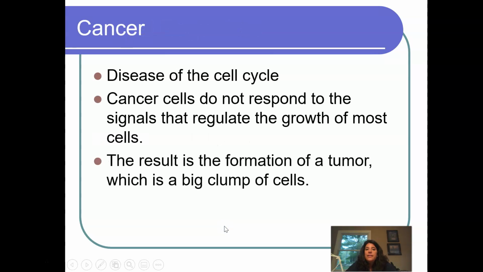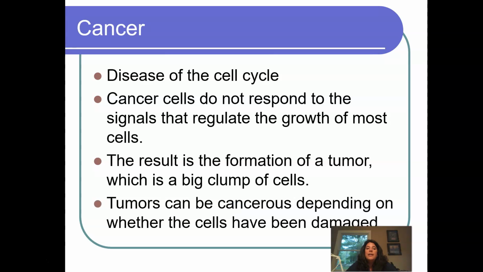Cancer is a disease of the cell cycle. Cancer cells do not respond to the signals that regulate the growth of most cells, and the result is the formation of a tumor, which is essentially a really big clump of cells. Tumors can be cancerous, or they can be not cancerous, and whether or not they are cancerous is basically determined by whether or not the cell's DNA has been damaged in some way.